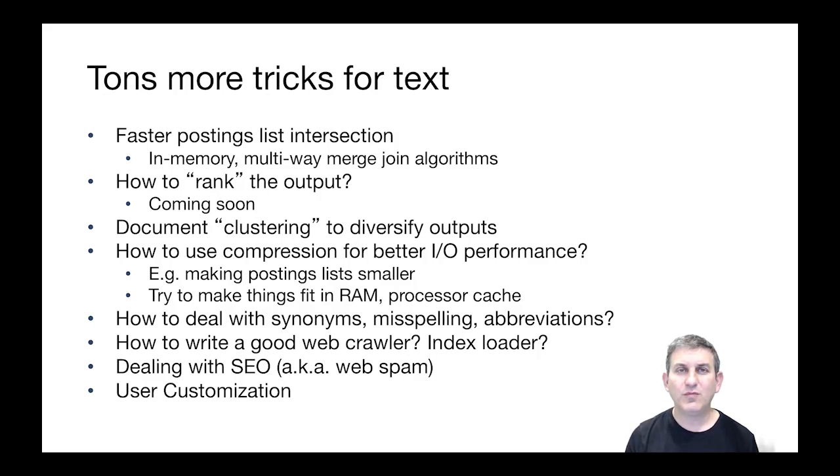As I mentioned, there are a ton more tricks that are used for text search that we don't tend to look at in relational databases that have a more general purpose workload. One of them that we didn't discuss is to do faster postings lists intersection than a simple merge join would do. In essence, you can think of this as an in-memory multi-way merge join algorithm.